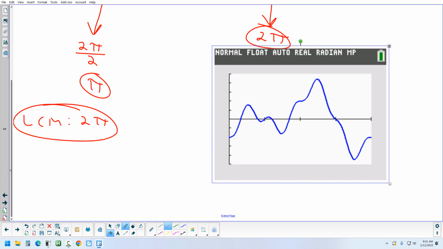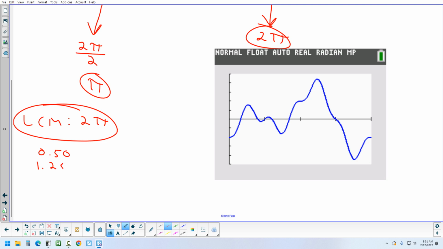But instead of doing intersect, I already have them all. So we get one at 0.5, 1.25, 1.57, 1.89, 2.65, and 4.71.